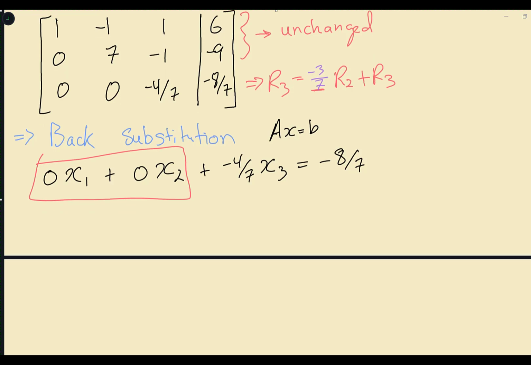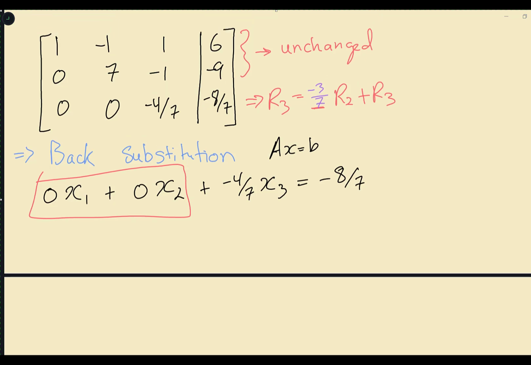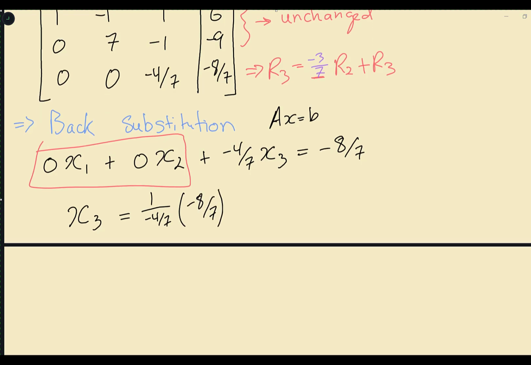One other approach, which is kind of like a quick way of doing this, instead of writing this whole equation, you can just simply write x3 equals 1 over whatever the coefficient is. So in this case, the coefficient is -4 divided by 7, multiplied by b, which is -8 divided by 7. Okay? This will make sense when I look at the other values as well.